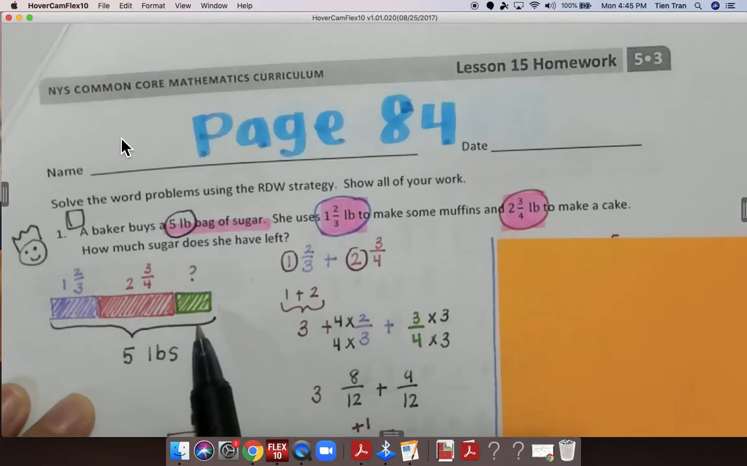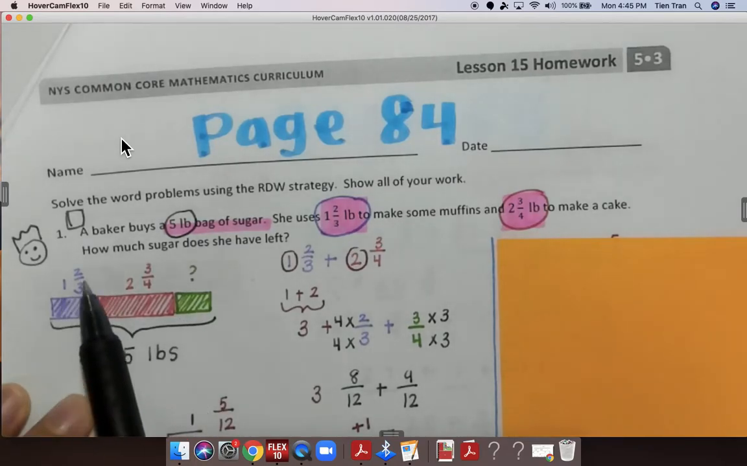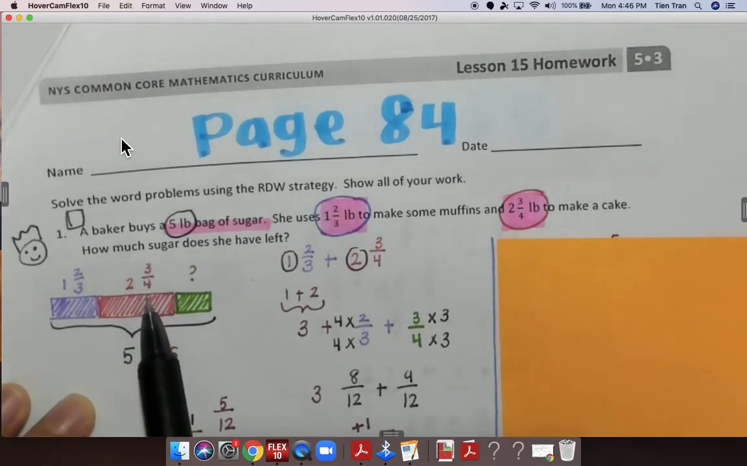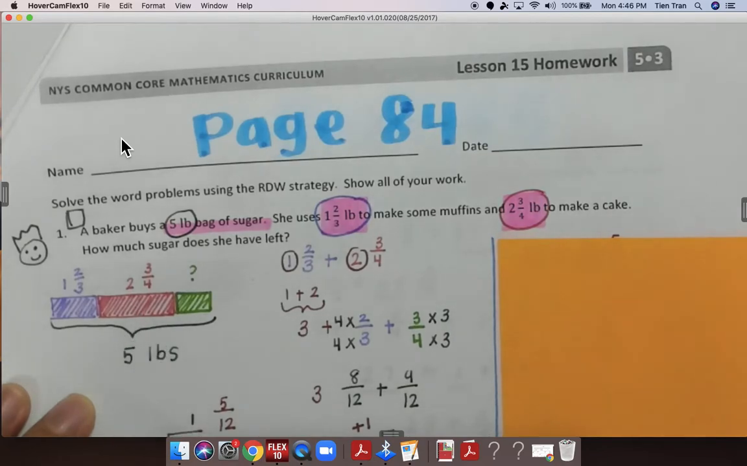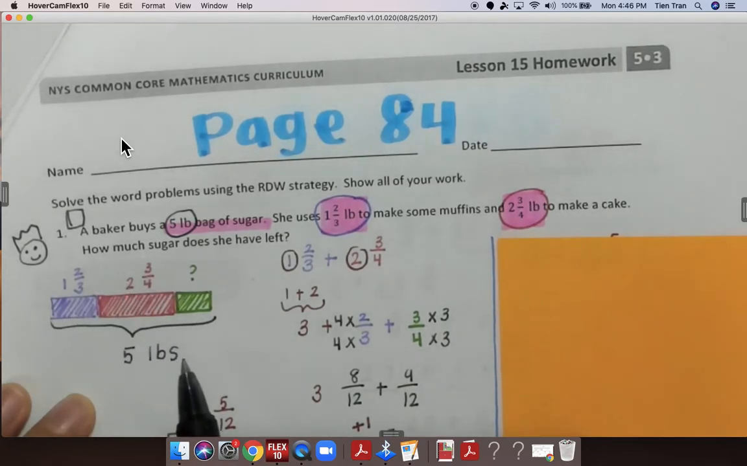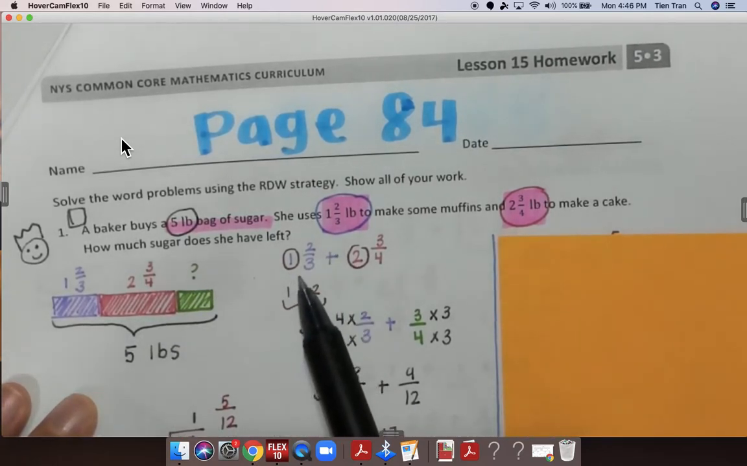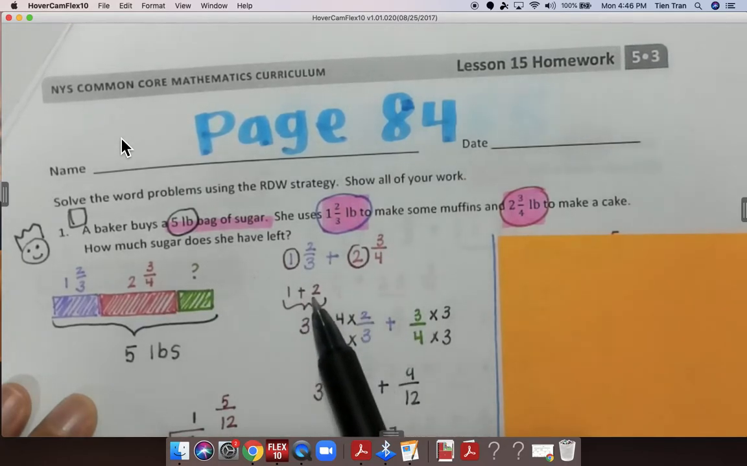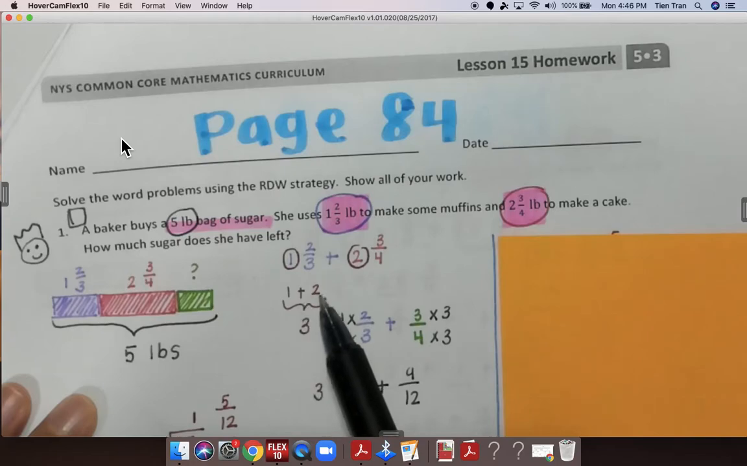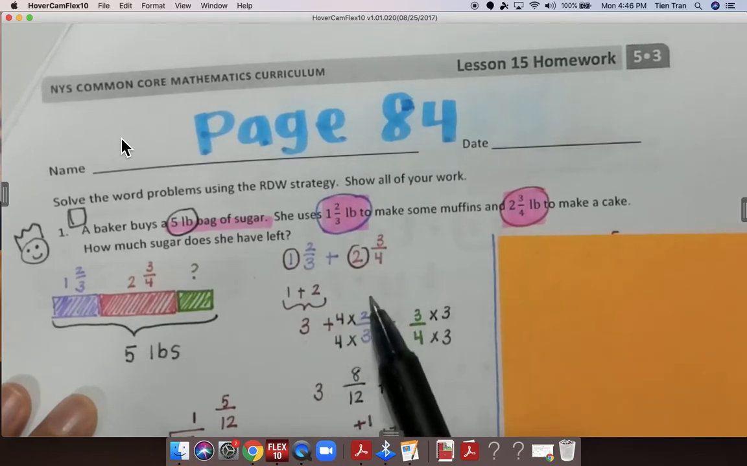To figure that out, I'm first going to add 1 2/3 plus 2 3/4. And then when I get that answer, I'm going to subtract it from 5 pounds to find out how much she has left. So 1 2/3 plus 2 3/4. I'm going to add my whole numbers, 1 plus 2 together. 1 plus 2 is equal to 3. And then I'm going to add 2/3 and 3/4.